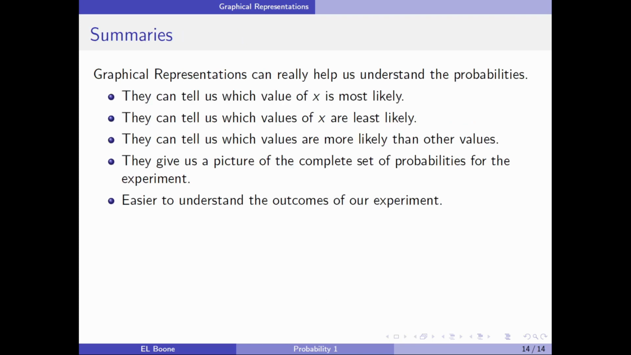All right, so here's a quick summary. Graphical representations allow us to understand the probabilities better. Instead of looking at individual values, we look at the whole thing, and then we can say, well, which value is most likely? Which values are least likely? They can tell us which values are more likely than others, and it gives us an idea really what's going on in our experiment. It's easier to understand what outcomes may or may not occur from our experiment. So if we're expecting something, then we can see whether that matches what we thought should happen versus what actually happens. And that's sort of where statistical inference begins.